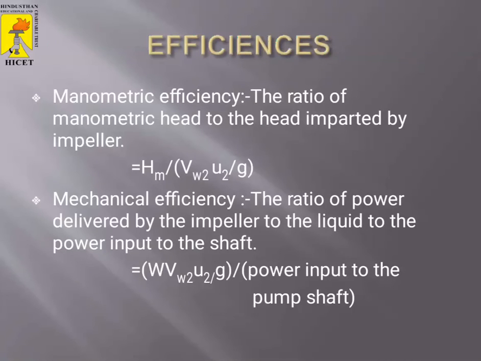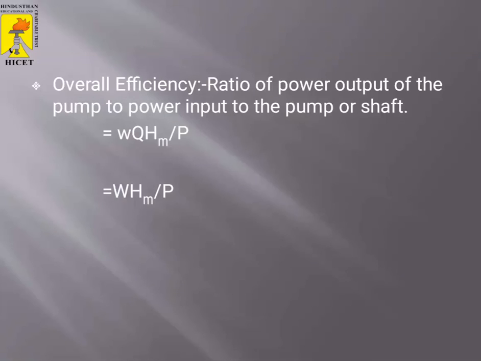For efficiency, there is the manometric efficiency, which is the ratio of manometric head to the head imparted by the impeller. The formula of manometric efficiency is Hm divided by (Vw2 U2 / g). Mechanical efficiency is the ratio of power delivered by the impeller to the liquid to the power input to the shaft, that is (W Vw2 U2 / g) divided by power input to the shaft. Overall efficiency is the ratio of power output of the pump to power input to the pump shaft. The formula is W Hm / P.